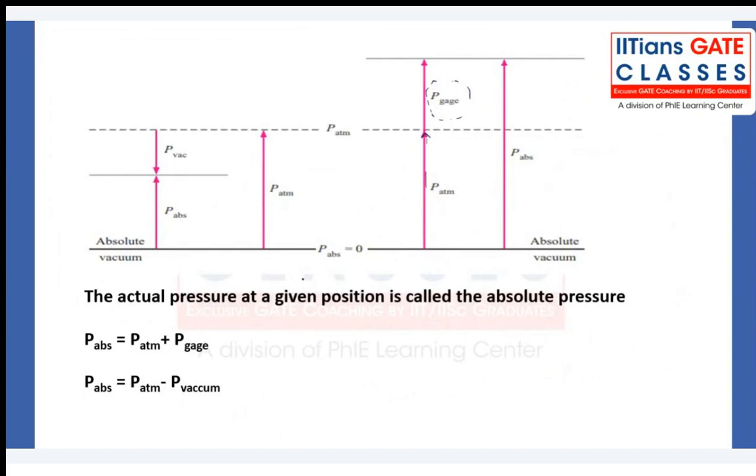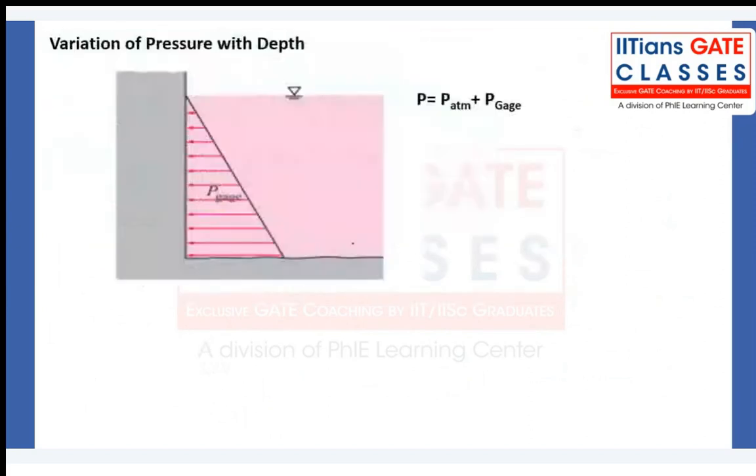Now, the gauge pressure can be negative or positive, but the total pressure has to be positive at least. In the worst case, it can be zero, but again, it cannot be negative.